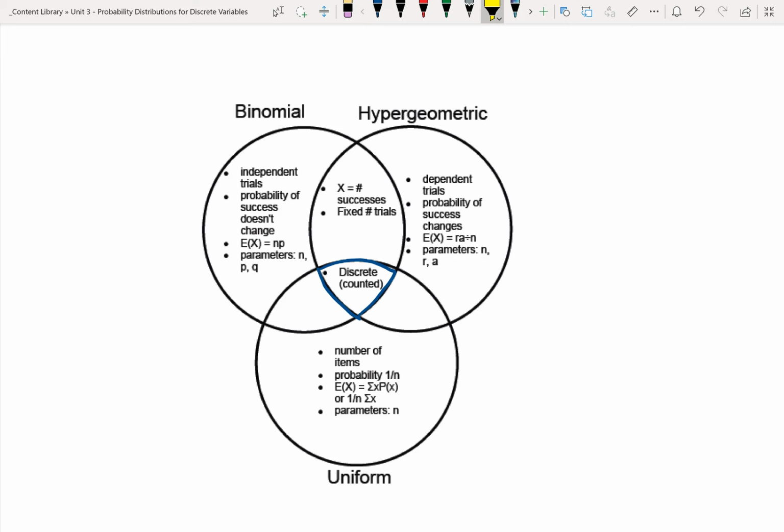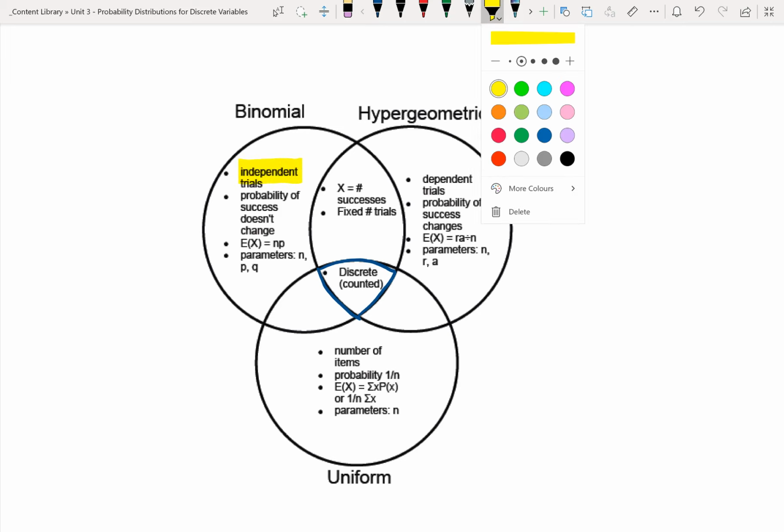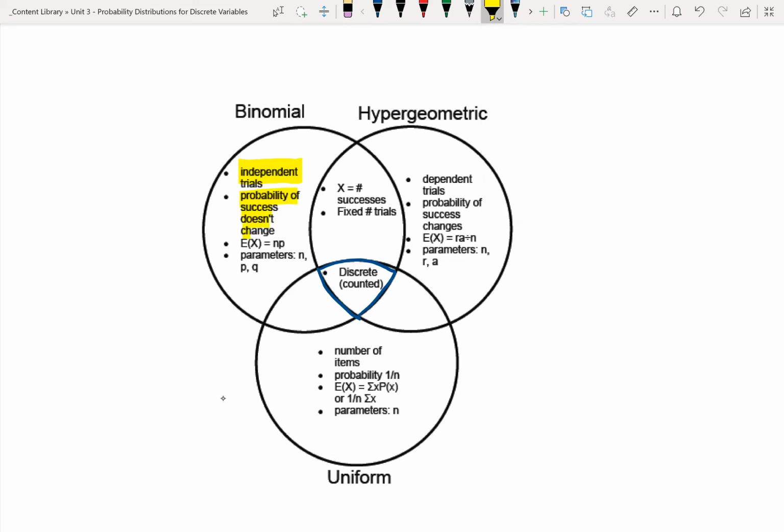Some key things: binomial distribution refers to independent trials, and we're looking at probability of success that does not change, and it has a different expected value. Hypergeometric, the key difference here is that there are dependent trials and that the probability of success changes. Again, a different expected value. What hypergeometric and binomial distributions share in common is that X is referring to the number of successes and that there is a fixed number of trials.